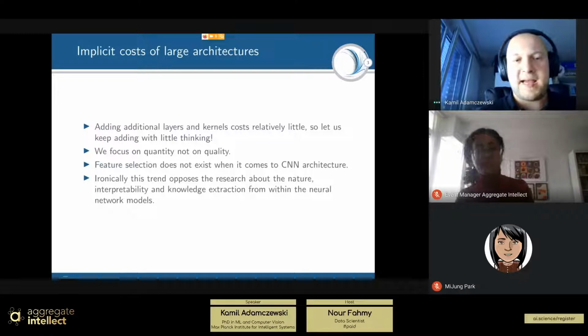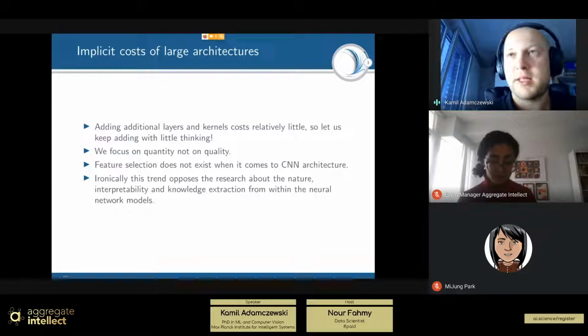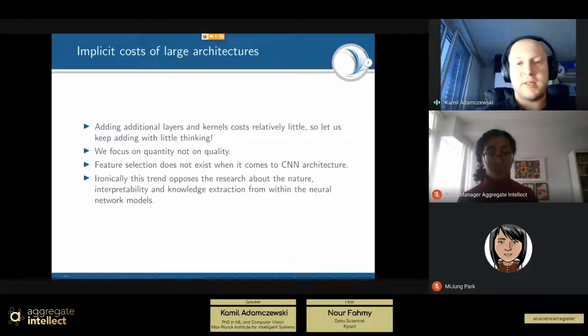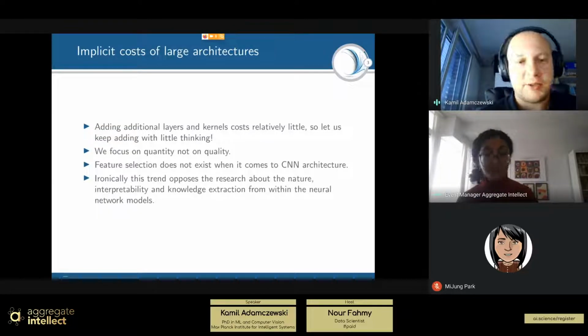However, except for the explicit costs, there are also implicit costs of those large architectures. So adding additional layers and kernels, given that we have better and better hardware, costs relatively little. So we can keep adding them with little thinking why we're doing this. So we focus rather on quantity and not on quality. In neural networks, feature selection doesn't really exist because it's the network that is learning the features. So ironically, this trend opposes the research about the nature, interpretability, and knowledge extraction from within neural networks.